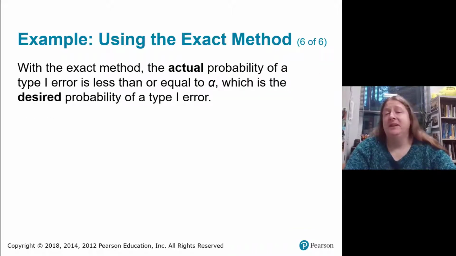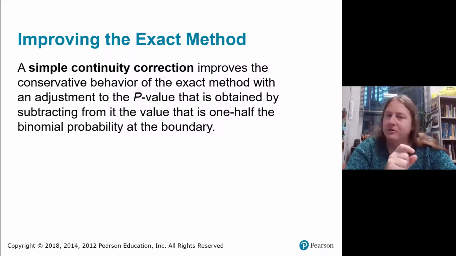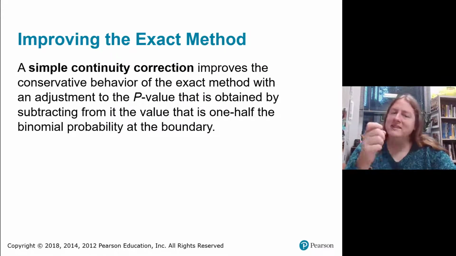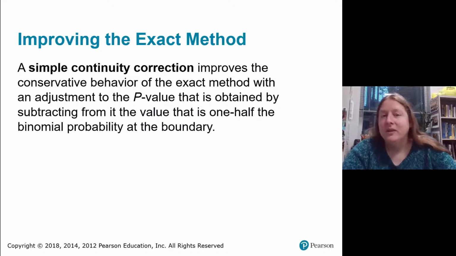So with our exact method, the actual probability of a type 1 error is less than or equal to alpha, which is our desired probability of a type 1 error. Remember, alpha is our significance level. All right. So we can actually improve the exact method by doing a simple continuity correction. What this does is it improves the conservative behavior of the exact method with an adjustment to our p-value that is obtained by subtracting it from the value that is 1/2 of the binomial probability at the boundary.